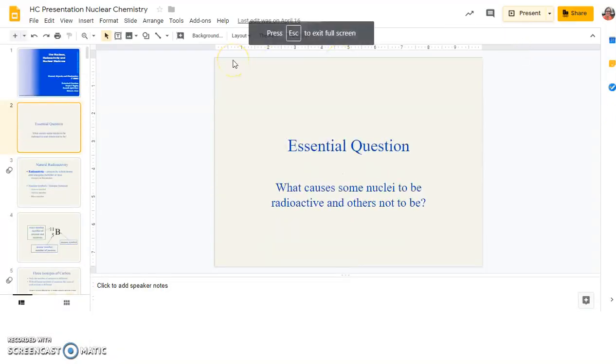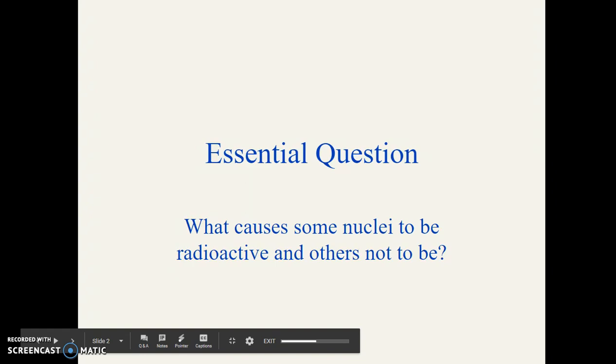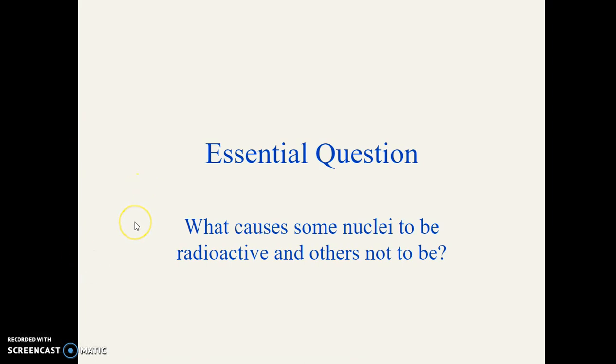All right, so this is the first screencast for the nuclear chemistry unit. Our essential question is, what causes some nuclei to be radioactive and others not to be? Why are some nuclei going to be unstable and others are not?